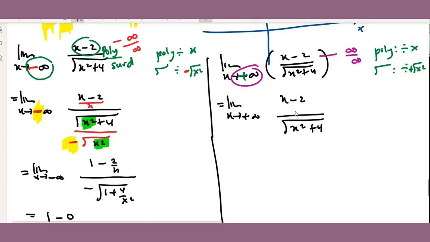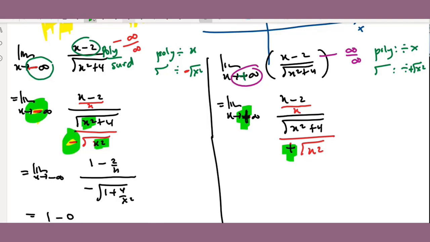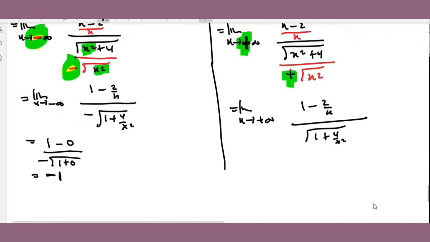Divide by x squared, positive. And this one is negative. Simplify: limit as x tends to positive infinity of (1 minus 2 over x) over (1 plus 4 over x squared). Then substitute the values: 1 minus 0 over 1 plus 0, which is 1 over 1.